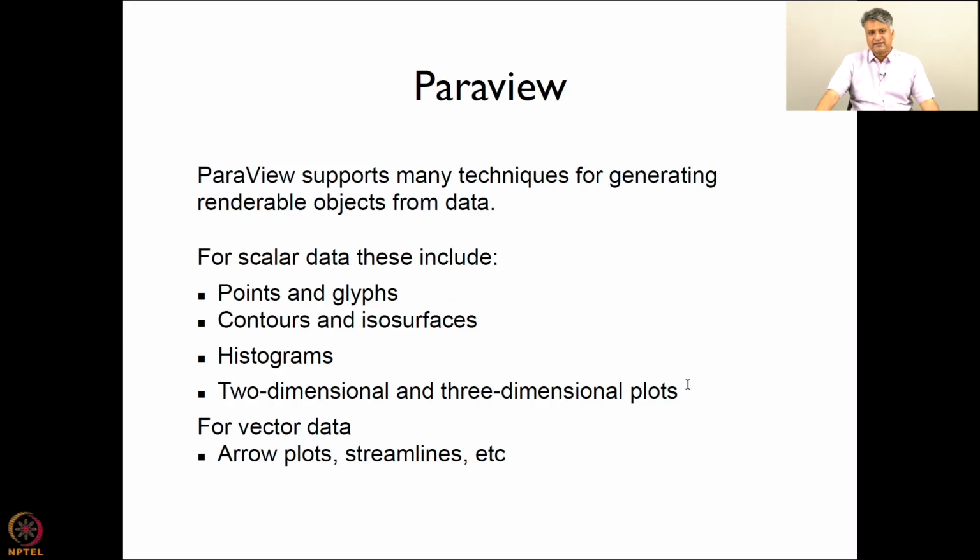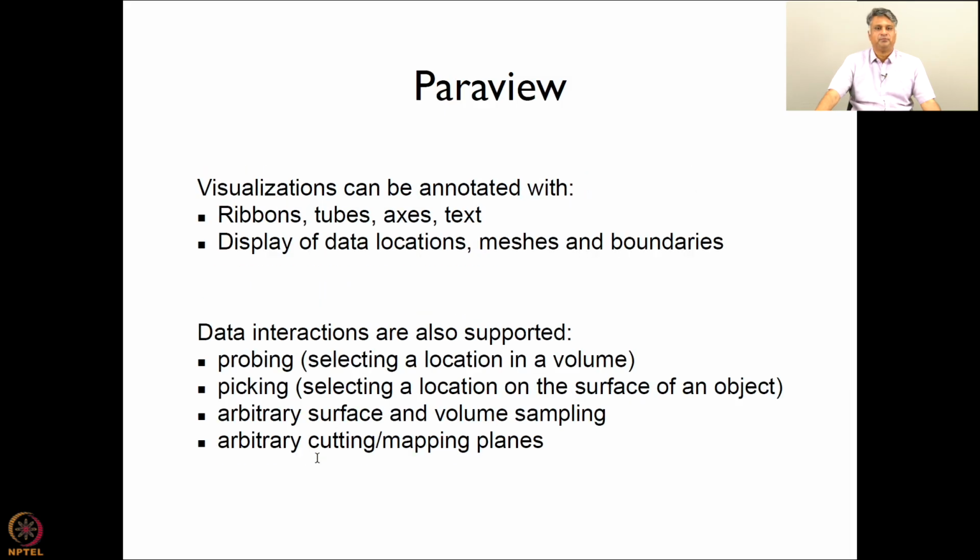Now, ParaView has support for many techniques for generating renderable objects. So it can take data in the form of points, and it can plot scalar data, points, and glyphs. It can generate contours and isosurfaces. It can plot histograms. It can even generate 2-dimensional and 3-dimensional plots. So let's say if you want to see the variation of, say, temperature at a particular latitude from that case which I showed you, or the variation of ocean depth at a particular latitude, you can get 2-dimensional plots. For vector data, you can look at arrow plots, you can look at streamlines, so on and so forth.